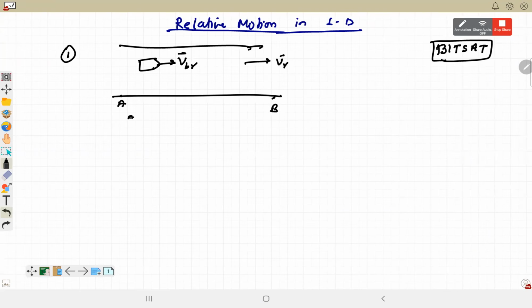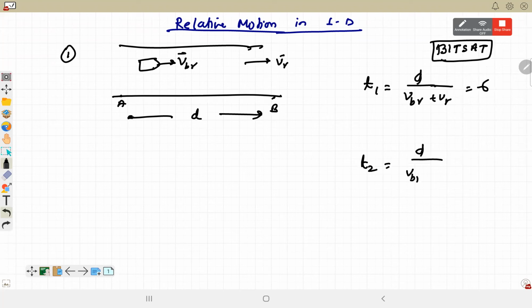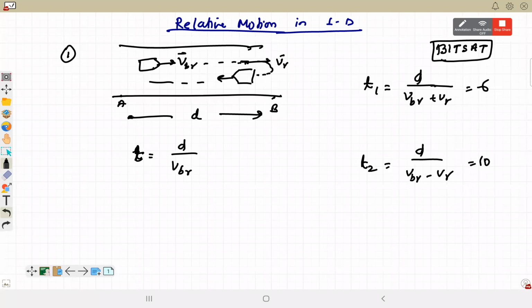Let's say that distance is d. When the boat goes downstream, the time taken will be d divided by vbr plus vr, that is 6. When it comes in the opposite direction, upstream, the actual speed of the boat will be vbr minus vr, and that is 10. Now if it is still water, like a pond or lake, then the time taken would have been d divided by vbr, because still water means the river is assumed to be still, and that means we are in the frame of river, because in its own frame that object seems to be at rest. So vbr is the velocity of the boat in still water.